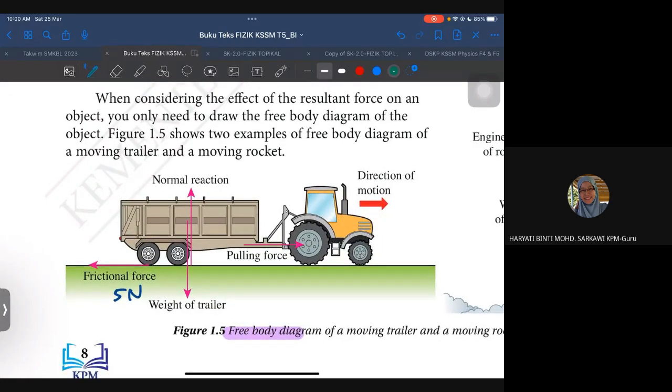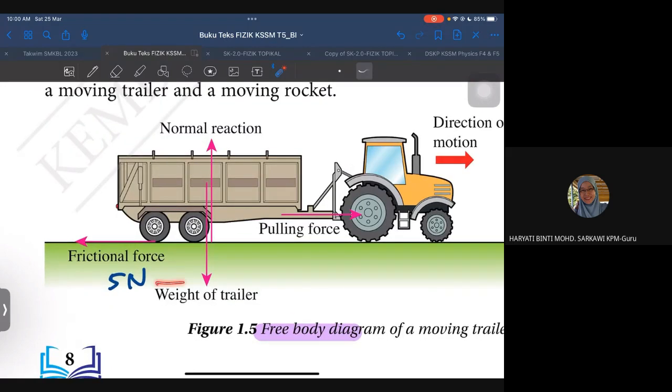All right, so showing the trailer, direction of motion is to the right. Then maybe we look at the vertical forces first. Weight of the trailer. Sekejap, cikgu padam. Okay, so can see here, this is the weight of the trailer downward. And then this is the normal reaction. So we are using the same symbol, W and R.